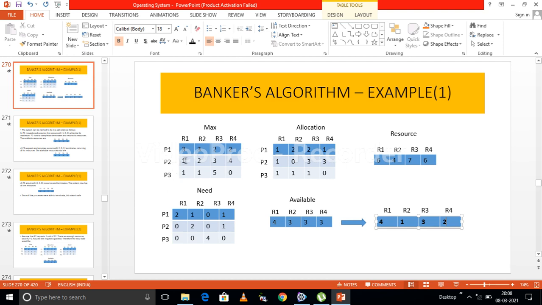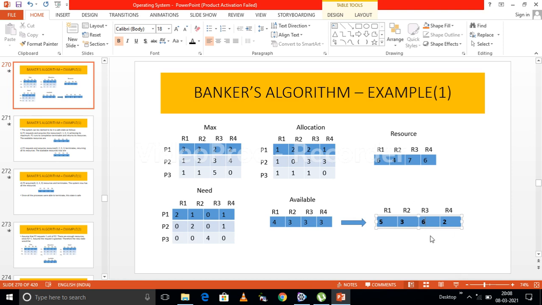P2 is going to release 1 instance of R1, so 4 will turn to 5. P2 is going to release 2 instances of R2. Available was 1, so 2 plus 1 has increased to 3. The availability of R3 instances was 3 and P2 is going to release 3 more instances of R3, so we are getting a total of 6 instances of R3 available.